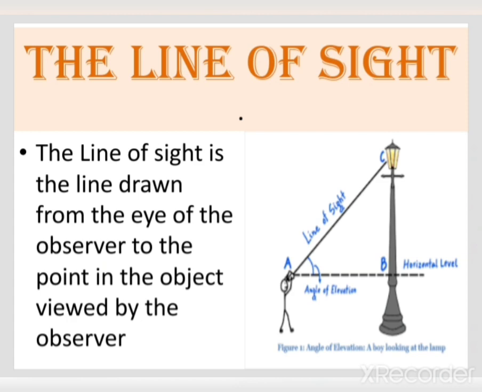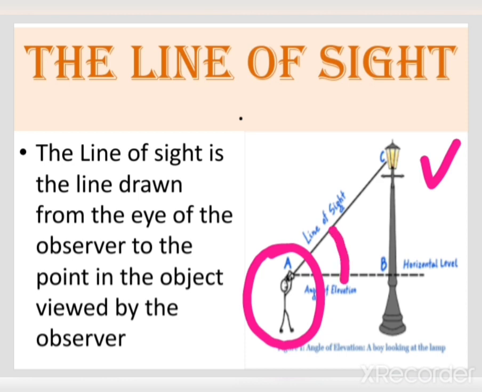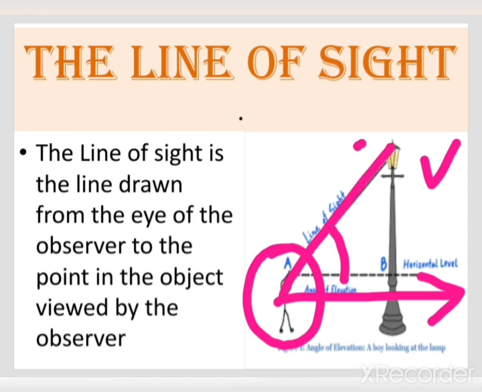The line of sight. The line of sight is the line drawn from the eye of the observer to the point on the object viewed by the observer. You can see in the picture that there is an observer and a tower. When he looks at the tower, he has to raise his head. Usually when we look at anything, our eyes make a horizontal line. Basically, that is the line of sight.